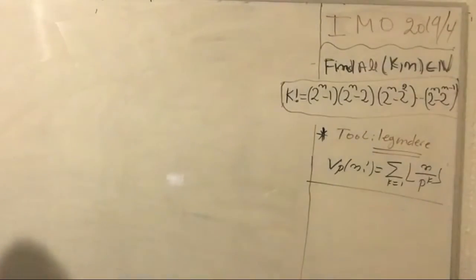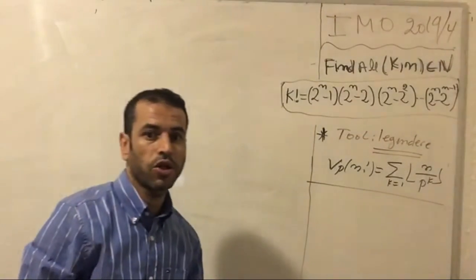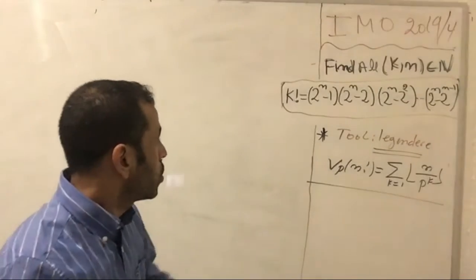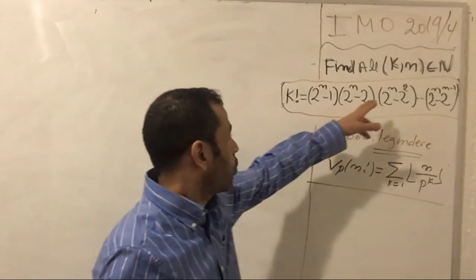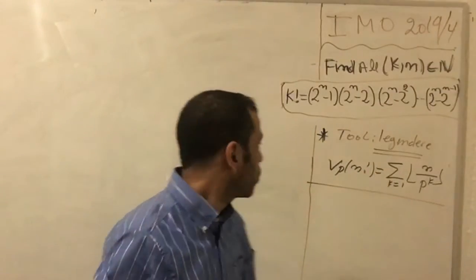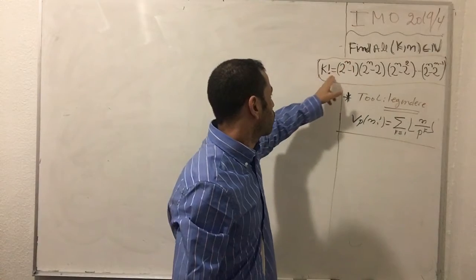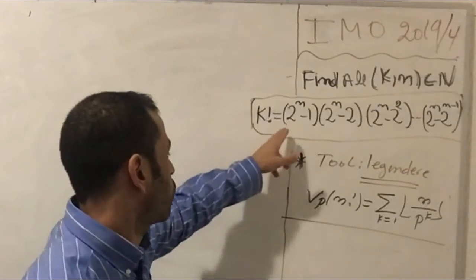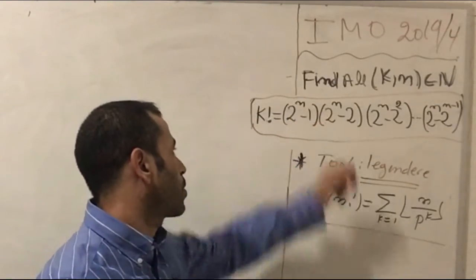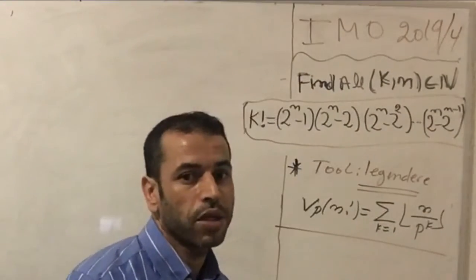In today's video, I'm going to do a very interesting problem of the International Mathematical Olympiad of 2019, question number 4. Find all the couples k, n of integer numbers satisfying this equation: k factorial equals the product of (2^n − 1)(2^n − 2) and so on all the way down to (2^n − 2^(n−1)).